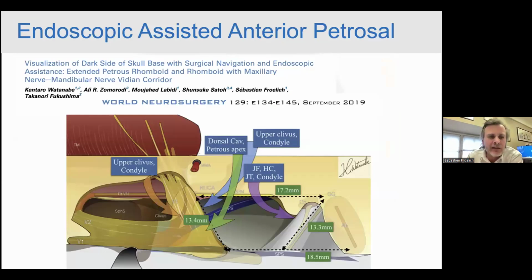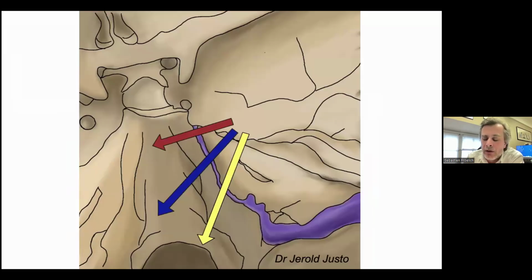We have published with Kentaro Watanabe and Taka Fukushima not so long ago a paper where we wanted to show how you can extend the exposure obtained with the microscope using an endoscope. With an endoscope, especially with angle endoscope, you can go everywhere and extend considerably your amount of exposure. This is drawing from a fellow, Gerald Justo, that we have now, where he's exploring how you can go through the suture between the petrous bone and the sphenoid and the occipital bone to go into the clivus.